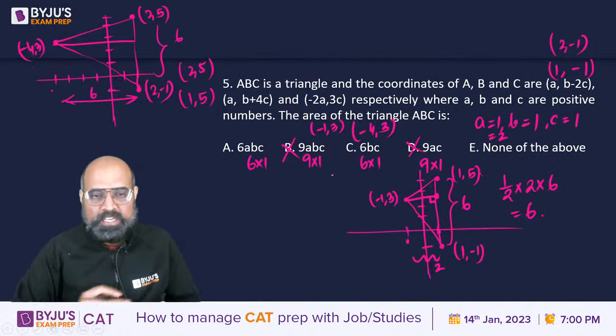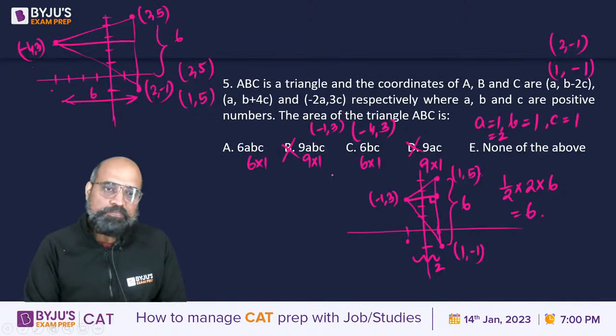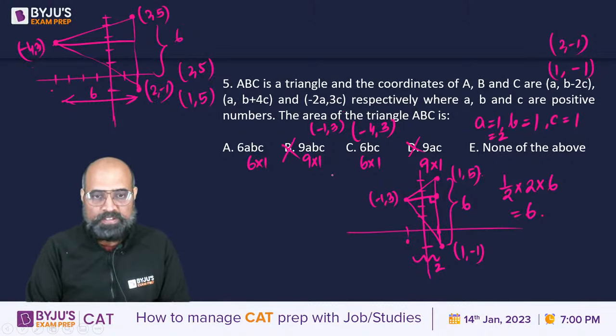So one second, is something going wrong here? The base has remained 6, the height has become 6. So that is 18. 18 is not coming from A and C. Right? I'm getting 12 and 6. Did I make a mistake here?